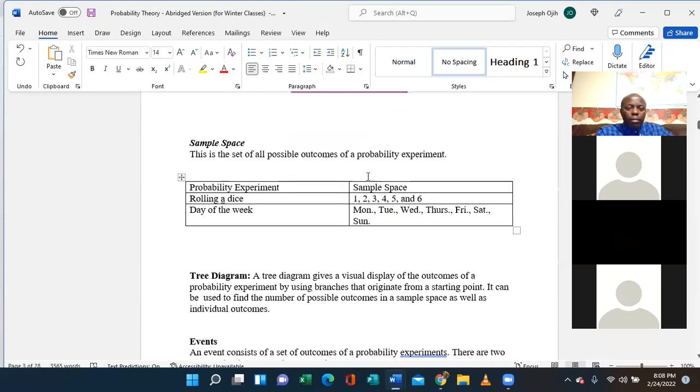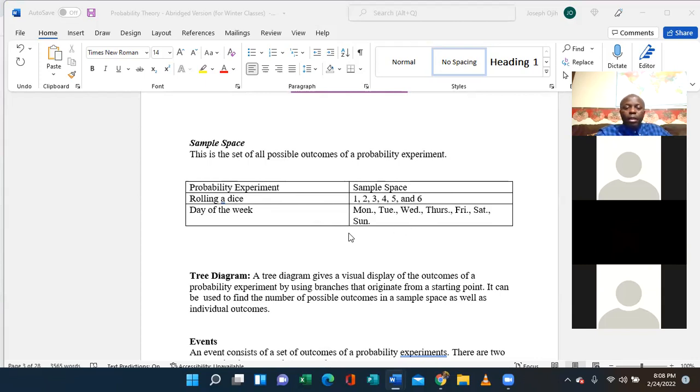Next one is sample space. The set of all the possible outcomes of the probability experiment, we call the sample space. For example, when rolling a dice, the sample space is 1 to 6 for one dice. If the event is selecting a day of the week, all the possibilities are Monday, Tuesday, Wednesday, Thursday, Friday, Saturday, Sunday. These are all the possibilities, so we call it the sample space.